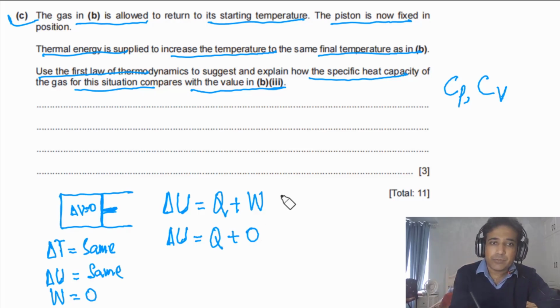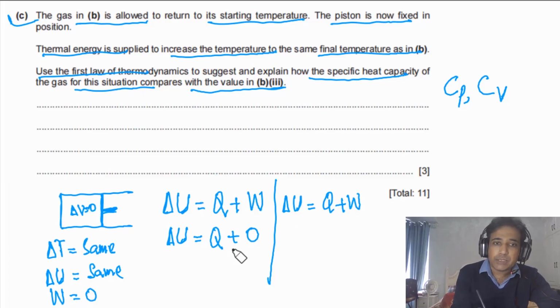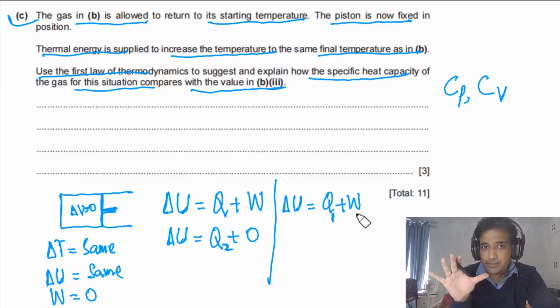And in the last case, so this is the new situation now. In the last case we have delta U equal to Q plus W. So we can say this one is Q1 and this one is Q2. In this case gas is expanding. Very important point, gas is expanding. As gas is expanding, it means work done by gas is positive, but work done on gas is negative.